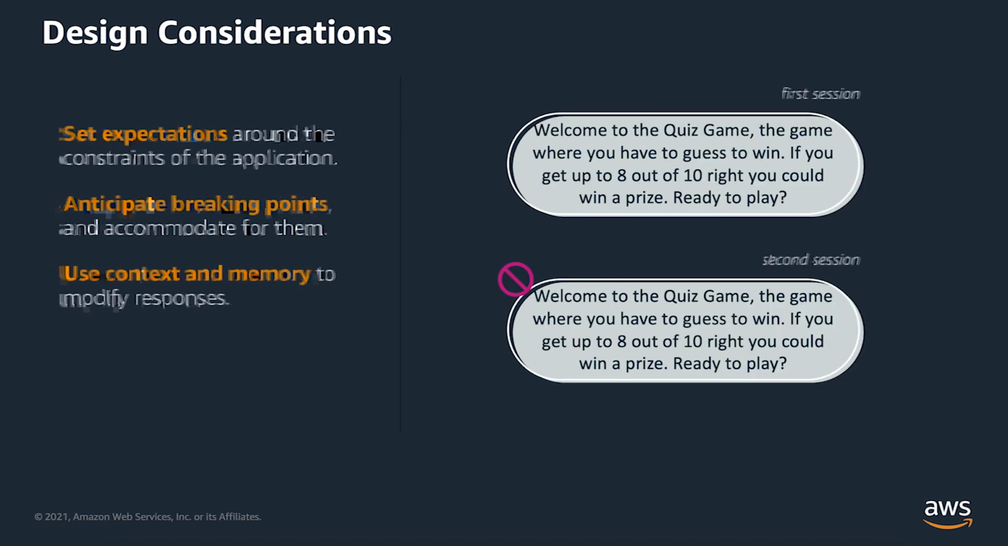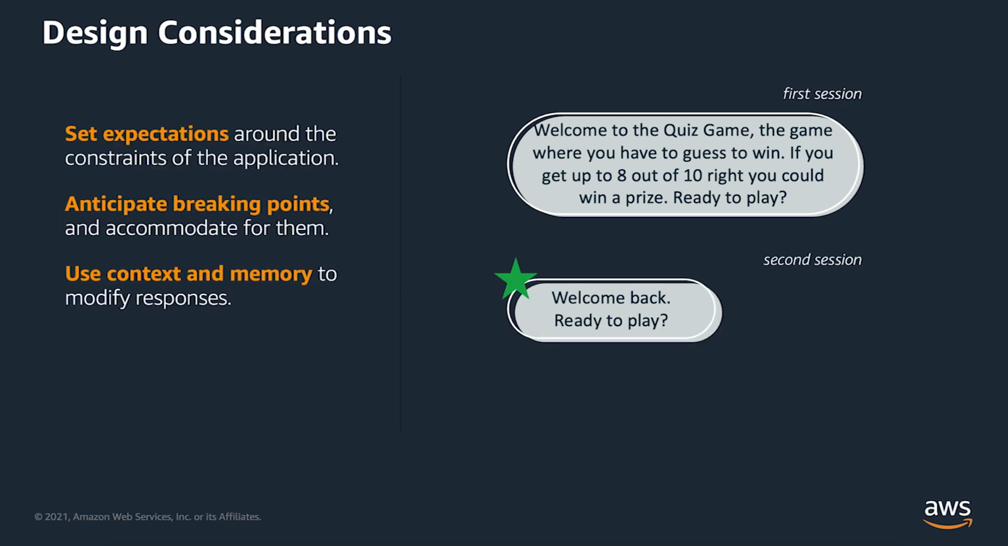Another consideration to make would be to use context and memory to modify responses. So on the right, we're building an example quiz game. The first time a user logs into this quiz game, they hear, welcome to the quiz game, the game where you have to guess to win. If you get up to 8 out of 10 right, you could win a prize. Ready to play? And then when the user logs back in for their second session, they hear the same prompt over again. But in this instance, they already know what the quiz game is. They've already played it before. So you might want to consider using context and memory to make it seem more conversational, more engaging by a simple, welcome back, ready to play?